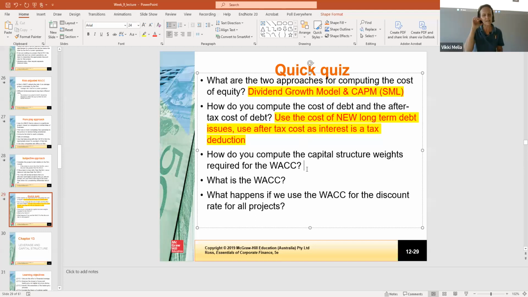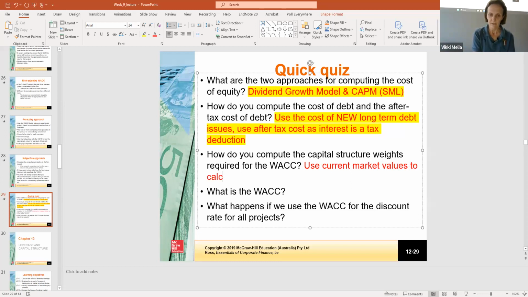To calculate the weights, the weight of equity and the weight of debt, what should we use? Should I use the book values from the balance sheet? What should we use? Market value. So we should use current market values to calculate the weight of equity and debt.